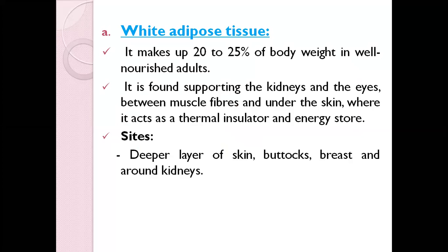Thermal means your body temperature, so it really helps in keeping our body warm. It also helps as a source of energy. Besides, it is mostly seen in the deeper layer of the skin, buttocks, breast, and around the kidneys. So this is about the white adipose tissue. Just remember, white adipose tissue is mostly seen in all our adult individuals. It makes up about 20 to 25% of the body, and it is found in all those sites.